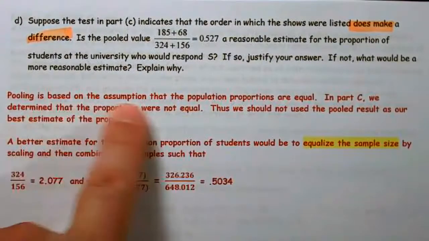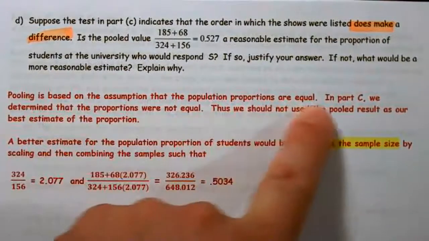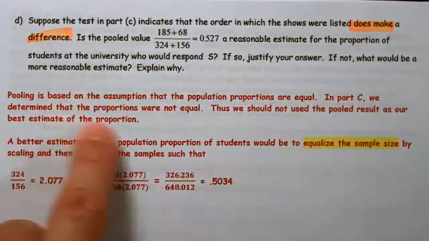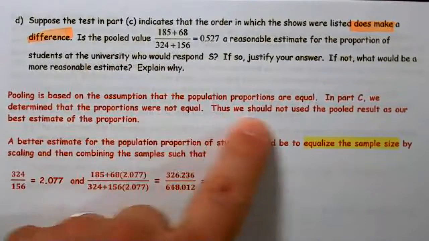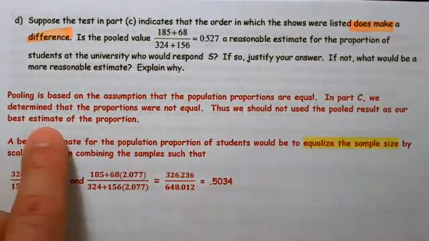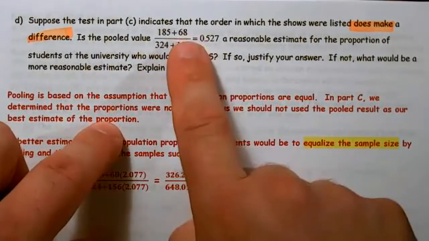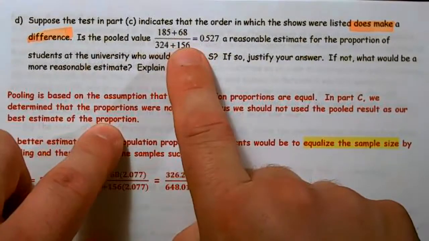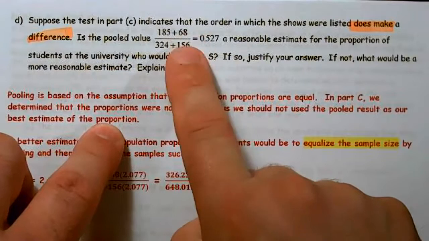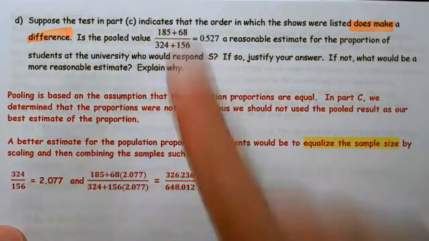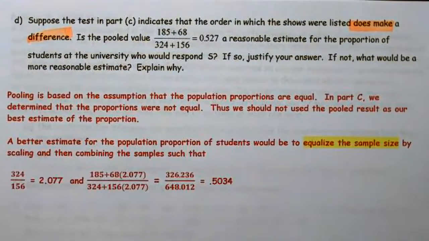Pooling is based on the assumption that the population proportions are equal. In part C, we determined that the proportions were not equal. Thus, we should not use the pooled result as our best estimate of the proportion. Great. We said they weren't equal in part C, therefore we shouldn't use this. We only use this if that's the case, if they're equal. So how would I do this?